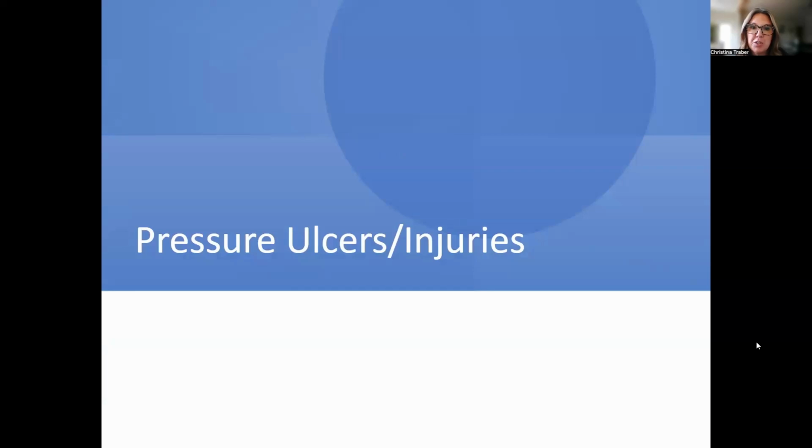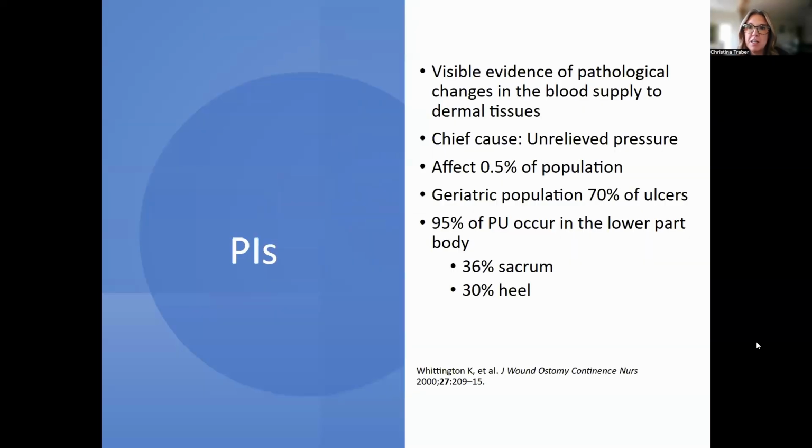So starting with pressure ulcers or pressure injuries, a pressure injury is a visible evidence of pathological changes in the blood supply to dermal tissues. Its chief cause, we know, is related to unrelieved pressure. It affects only about 0.5% of the whole population, but this equates to about 70% of ulcers occurring in the geriatric population. So obviously a big impact on geriatrics.